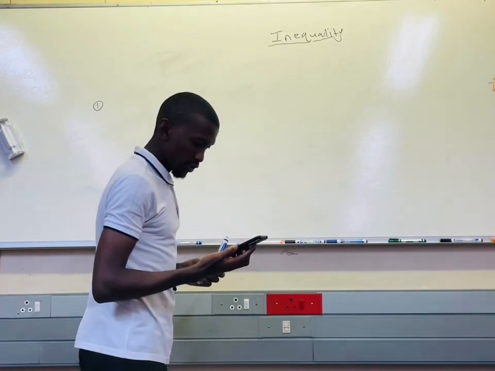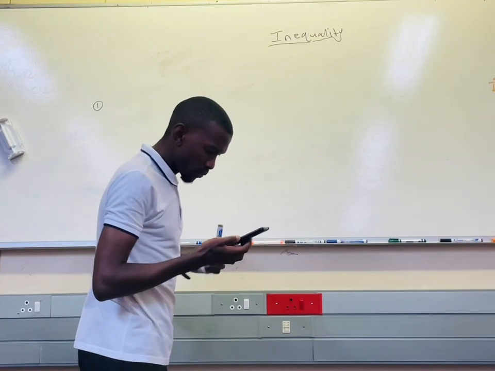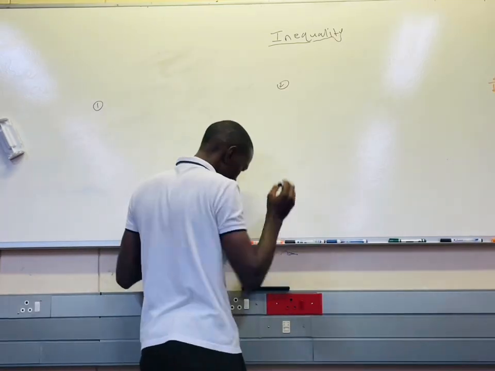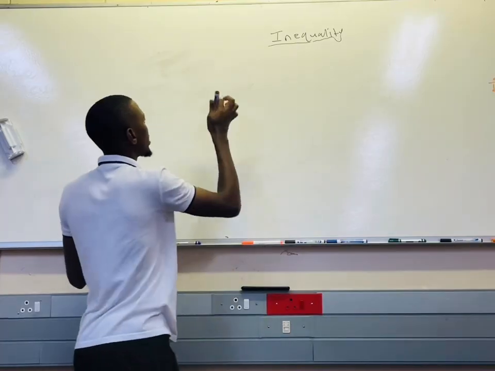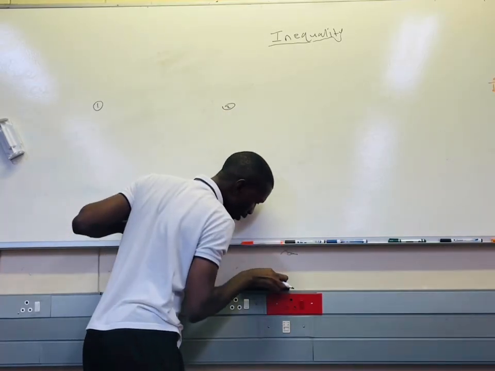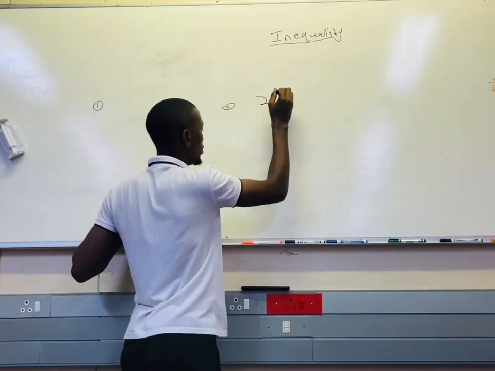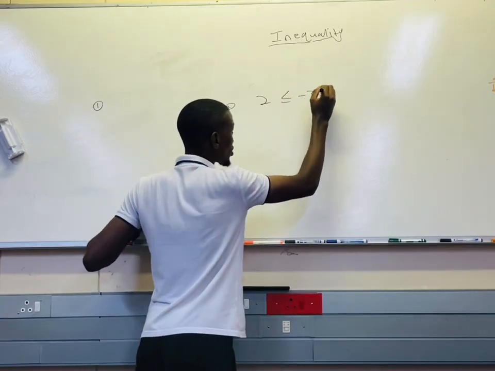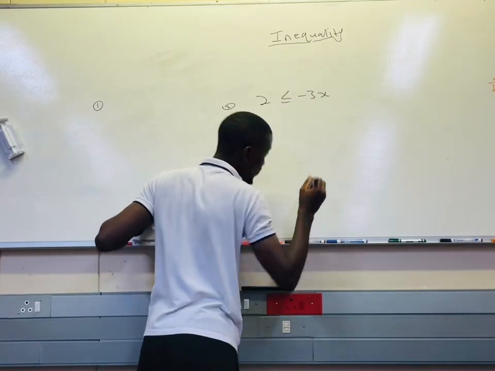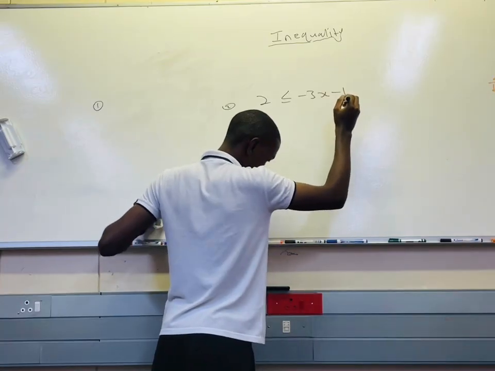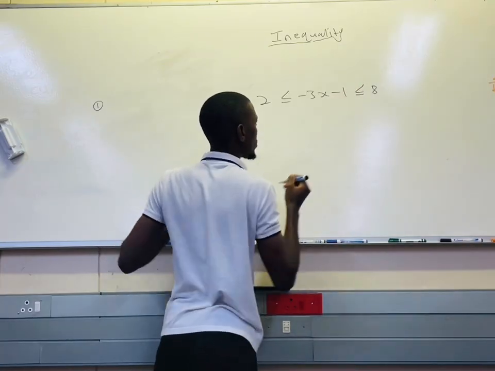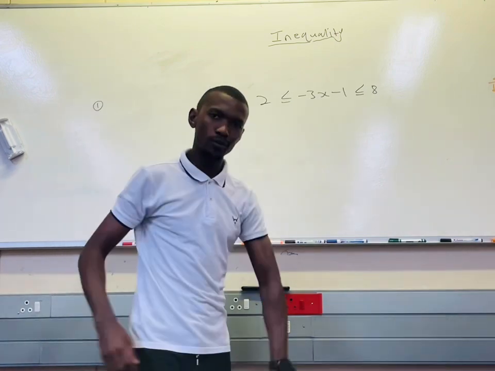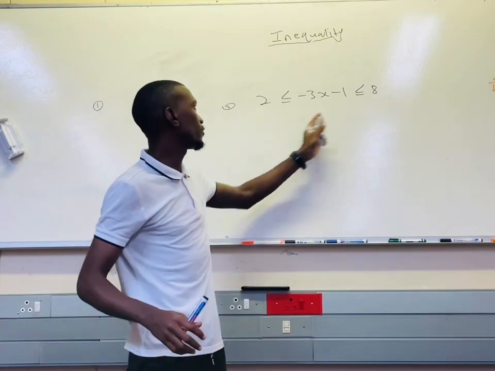Let me try to do this one. So now I have number 2. Okay, let me just write it here. Number 2. It's 2 is less or equal to minus 3x minus 1 is less or equal to 8. Okay, so we are having this guy now. How do you solve this type of a problem?